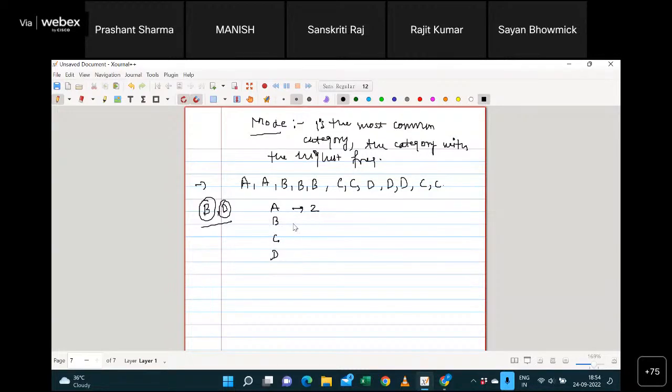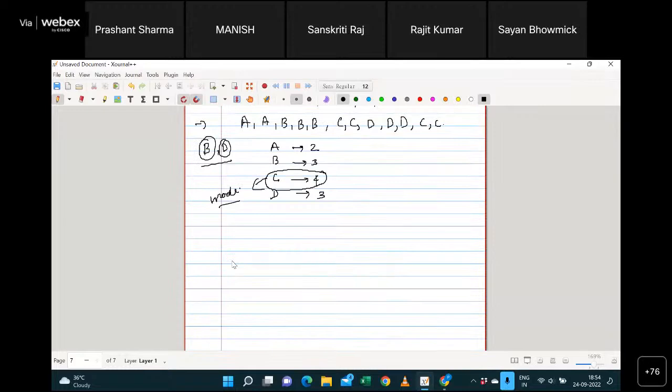A is two times, B is three times, C is four times, and D is three times. So I have the highest frequency for category C. So the mode of this data set is C. This is something I can see. Suppose I have a small data set, then I can easily tell.